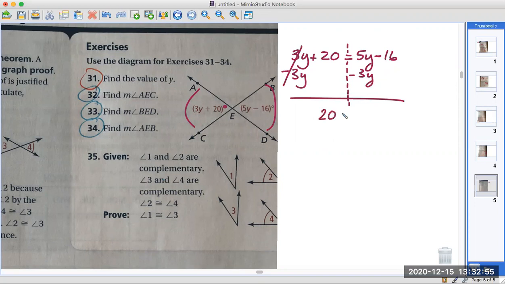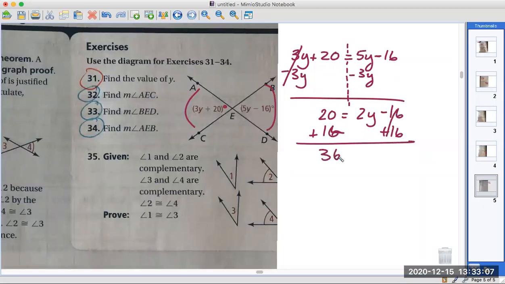20. 5y minus 3 is 2y. Add 16. 36. Divide by 2. 18. Find the value of y, 18. So this definitely you need to be able to figure out.